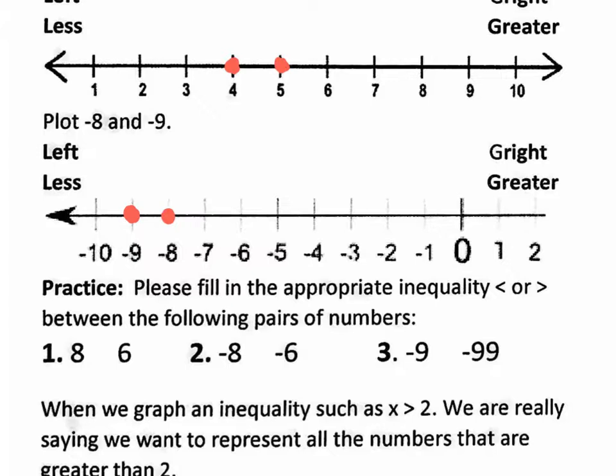We already know that over here, the positive numbers, 1, 2, 3, 4. So anything that's closer to the positives will be greater than anything that's further away. So -8 is greater than -9. Let's move on down here.